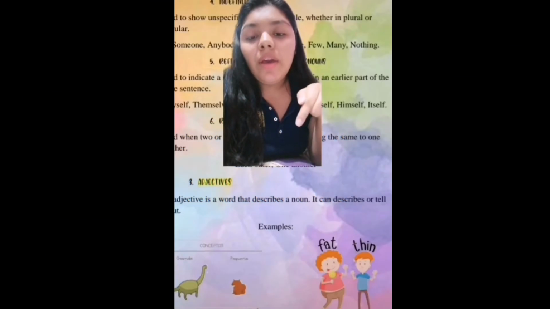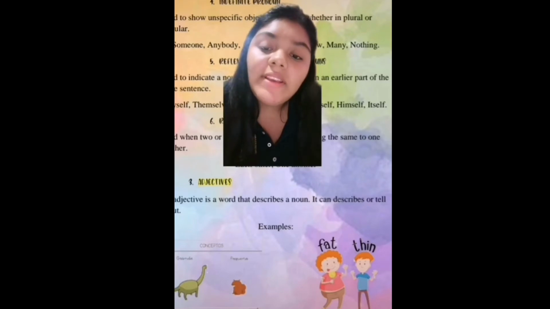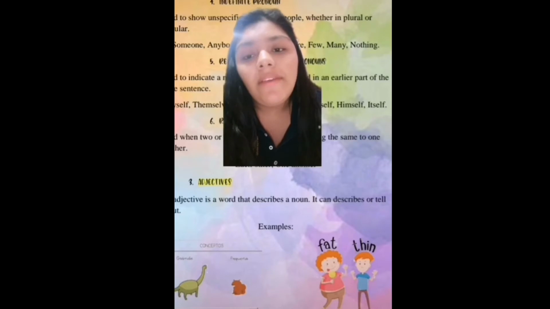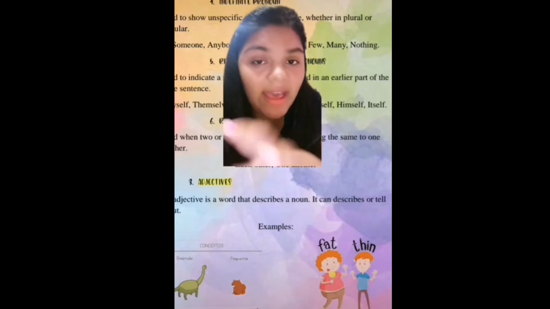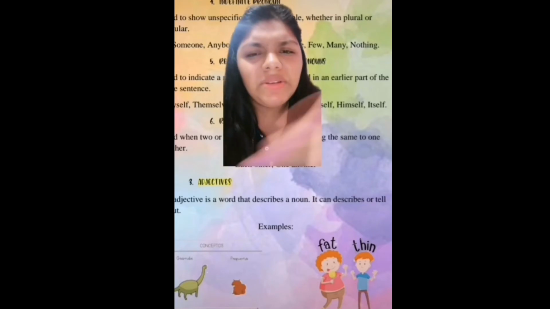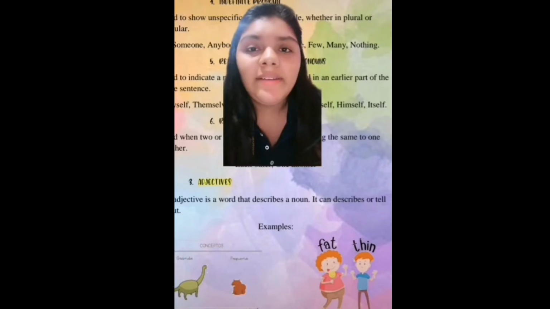Here below we have the third part of speech, which is the adjective. The adjective is a word that describes a noun. It can describe or tell about the size, the appearance, the number, the personality, etc.